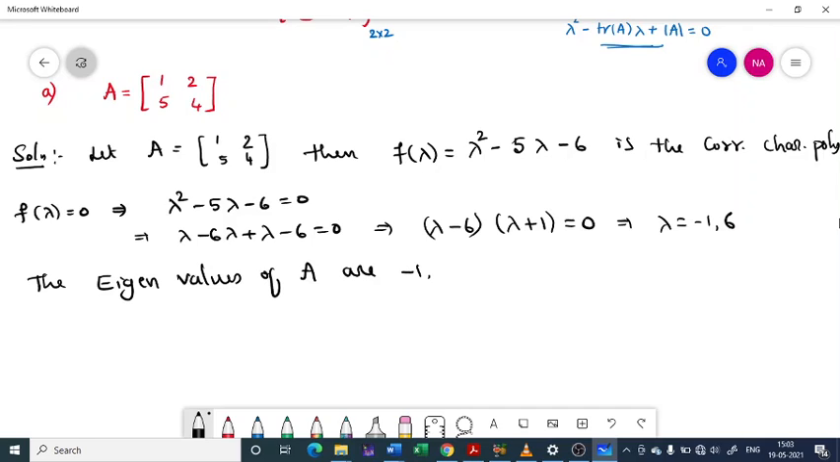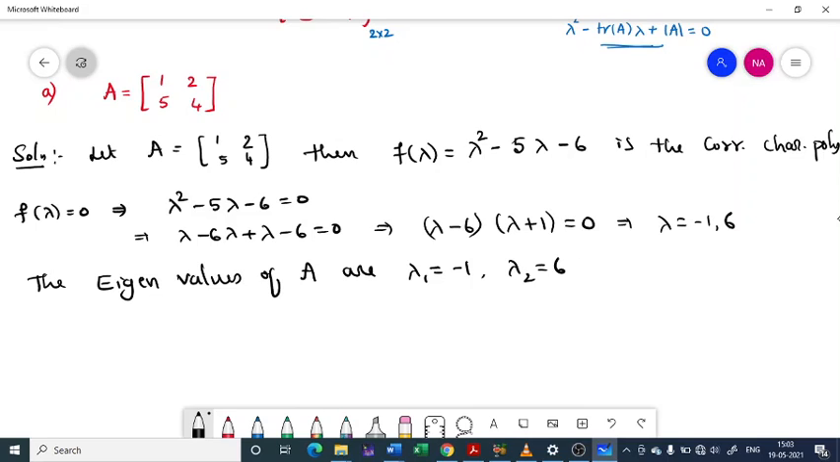minus 1 comma 6. You do one thing, instead of just writing minus 1 comma 6, lambda 1 equal to minus 1 and lambda 2 equal to 6. You can take lambda 1 equal to 6 and lambda 2 equal to minus 1. There is no specific order to write the eigenvalues. So that is the first step. This step is over.